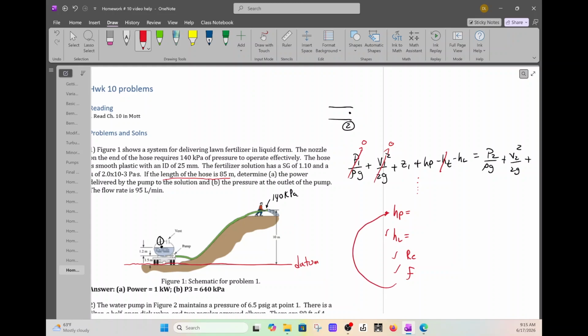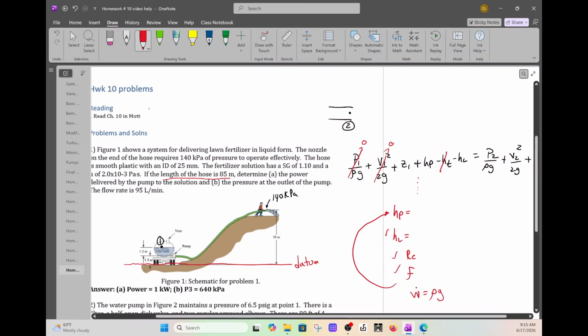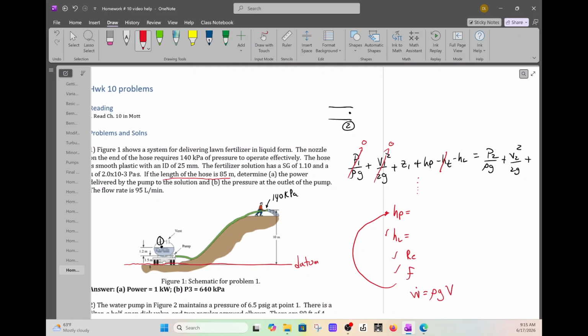And then you can use what we had in the pump lecture. What was it? Rho g V dot times HP. So that should get you started for part 1.